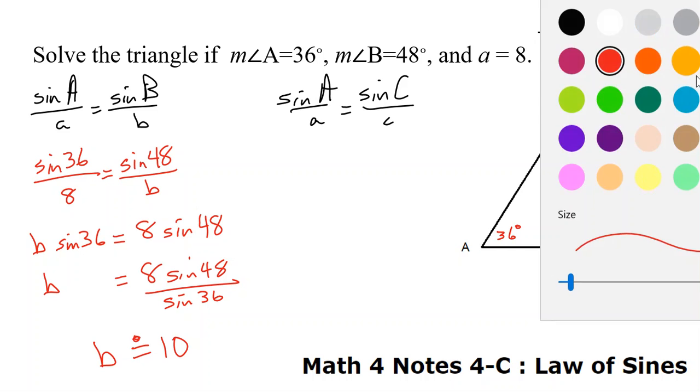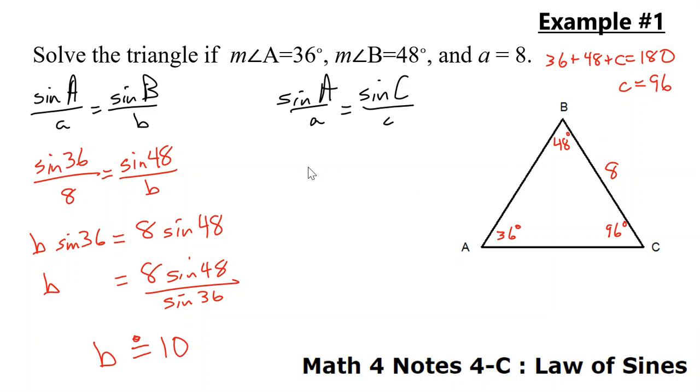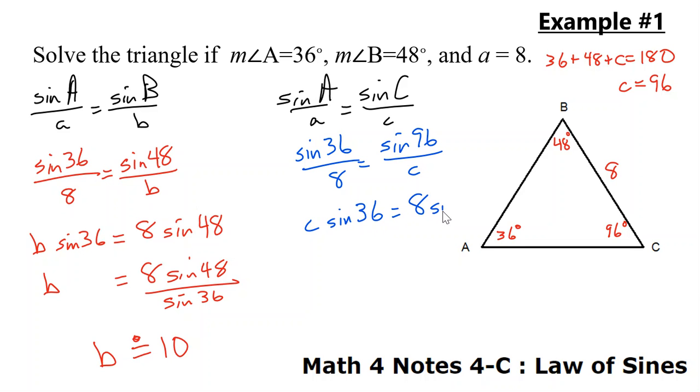All right. Now let's go chase after little c. I'm still going to use sine of 36 and little 8. But for sine of C, I'm going to say sine of 96 degrees over little c. So when I cross multiply, I get c times sine 36 equals 8 times sine 96. And then I'm going to divide both sides by sine 36.